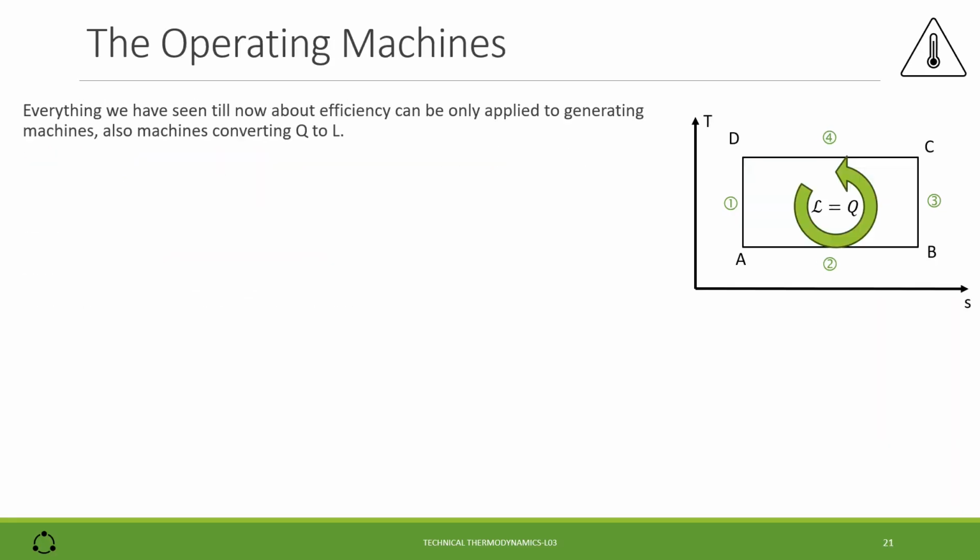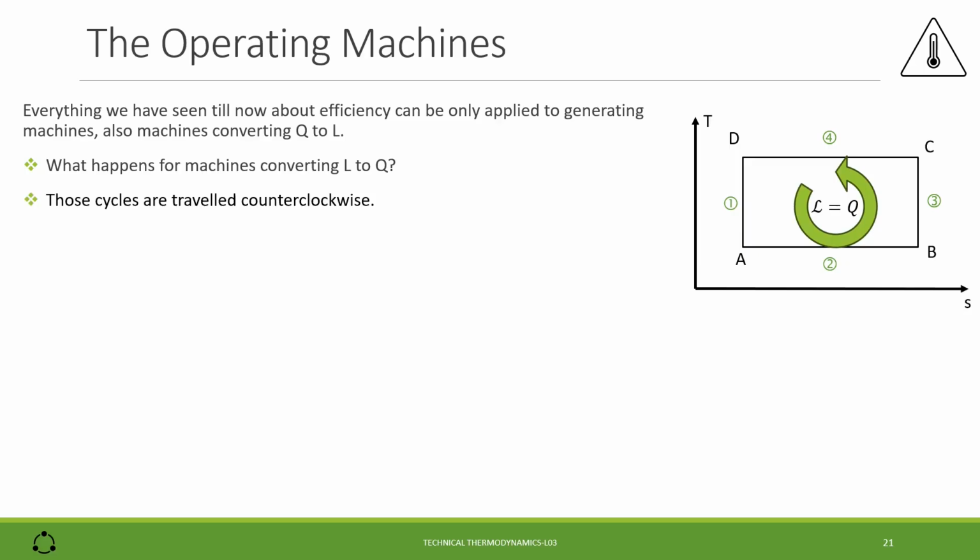Everything that we have discussed till now about the efficiency can only be applied to the generating machines, also called machines converting heat into work. What happens for machines converting work into heat? Those cycles are traveled counterclockwise, as displayed in the picture. We can define two quantities.